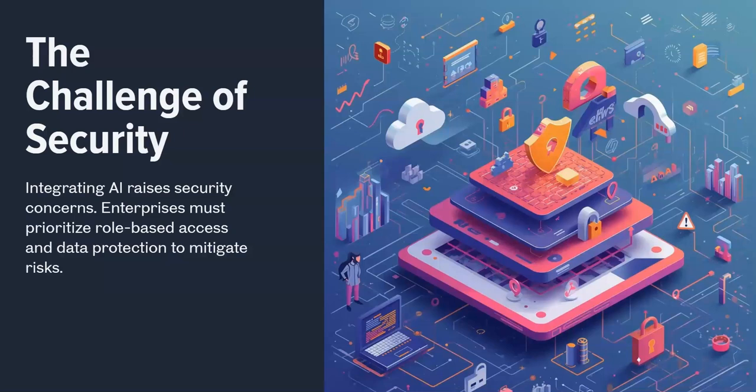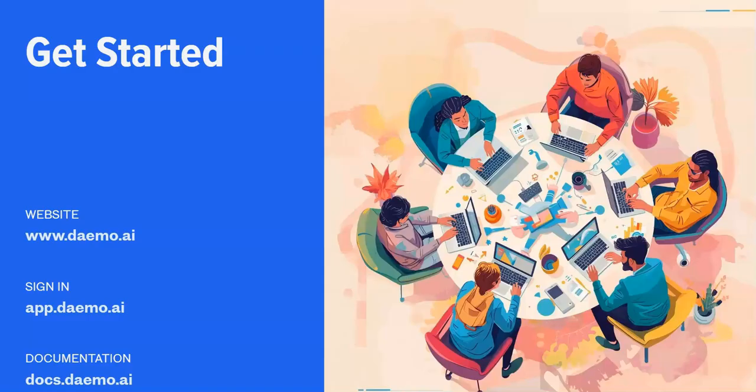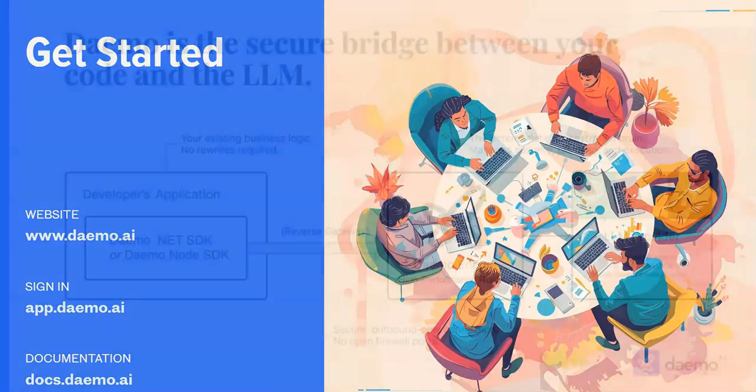An AI model alone cannot reliably understand your authorization rules, respect role-based access, apply business-specific filters, or enforce security boundaries. That responsibility belongs to your application. So the real challenge becomes: how do we connect natural language prompts to structured, secure, role-aware database queries without letting AI overstep its boundaries? This is where Daemo comes in.